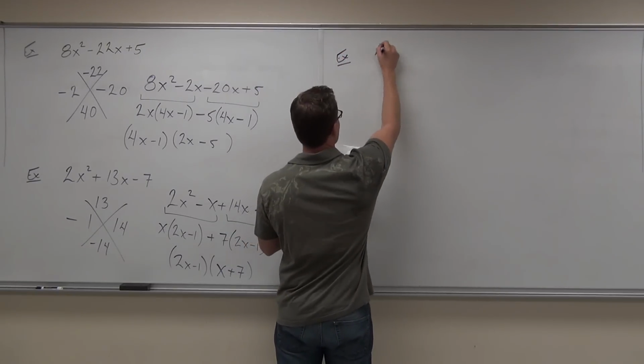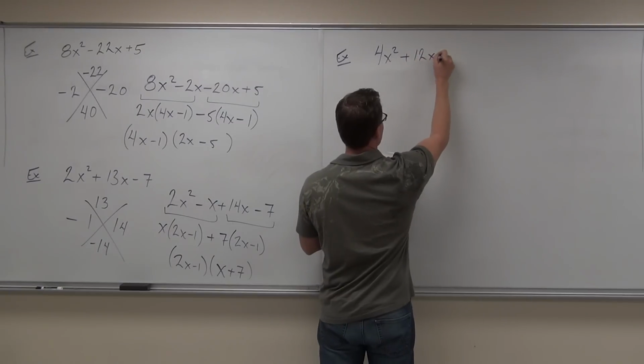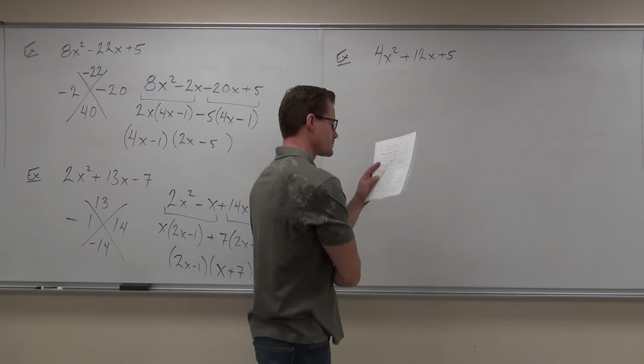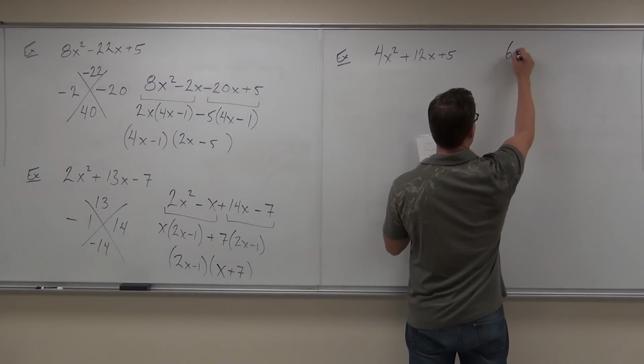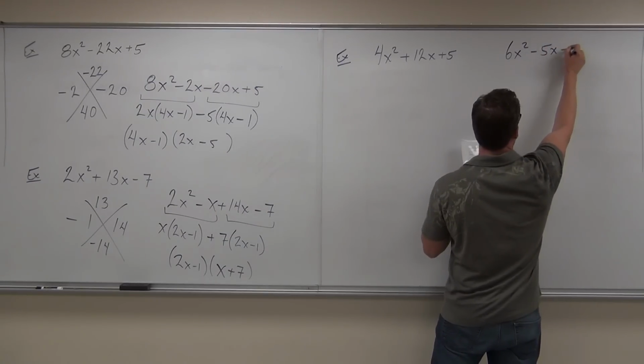So let's do 4x squared plus 12x plus 5. Let's do this one.